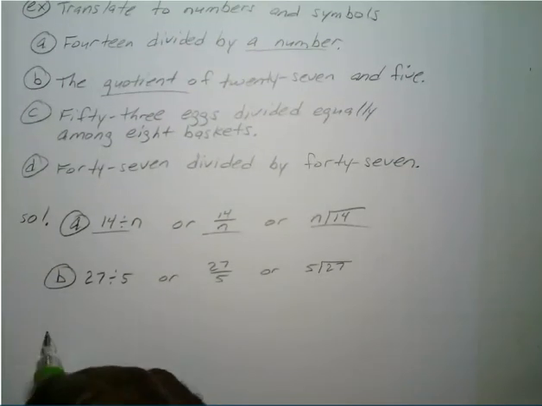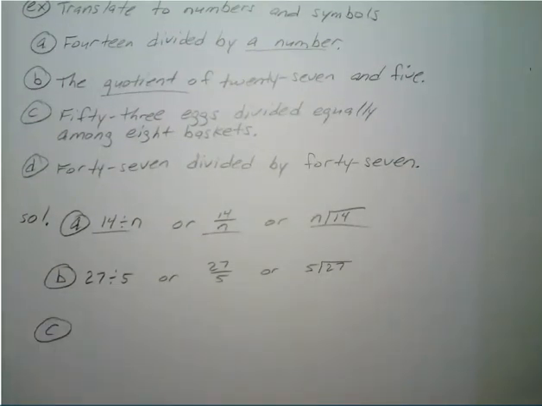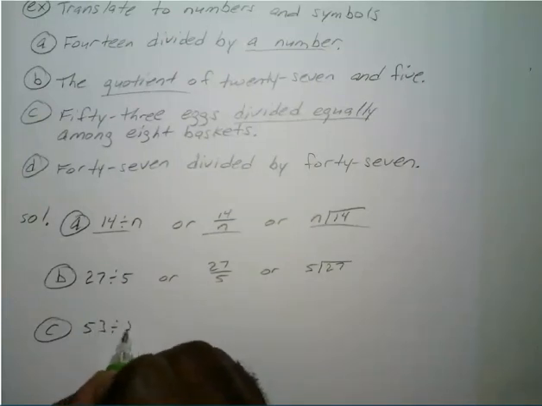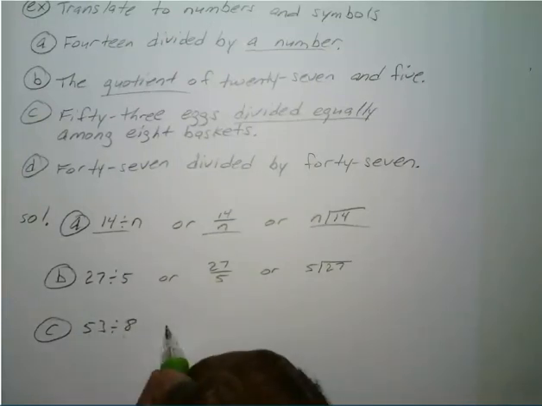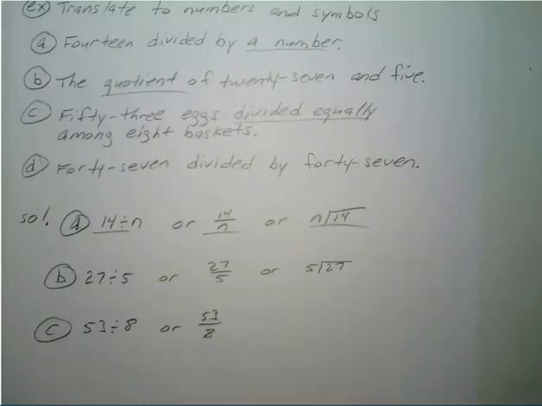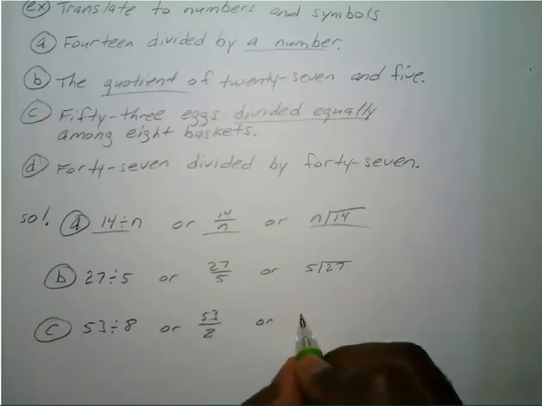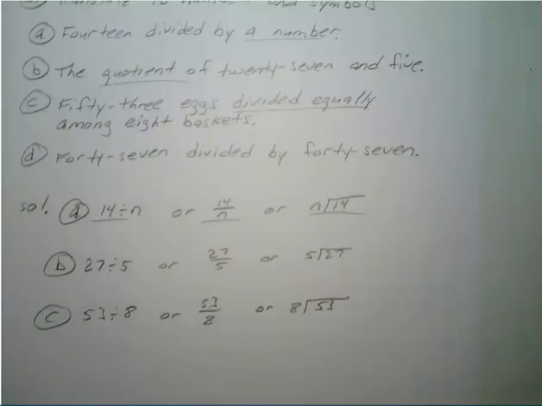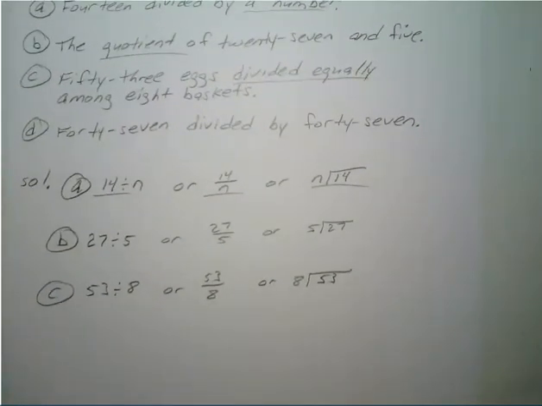Okay, with problem C, same thing. You have 53 eggs divided equally among 8 baskets. Okay, so 53 divided equally among 8 baskets. Or you can write it as 53 divided among 8 baskets. Okay, either one of those ways would be correct.